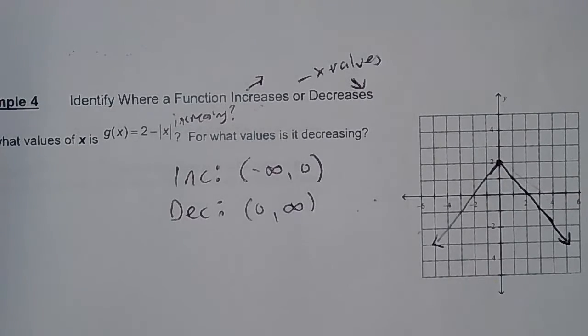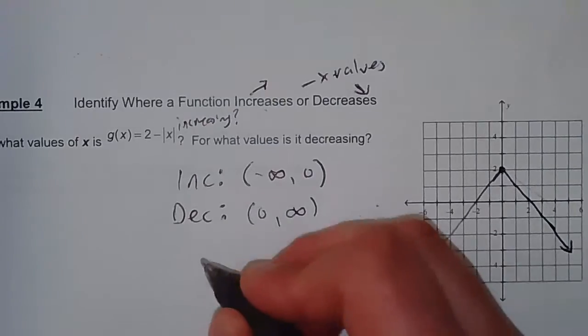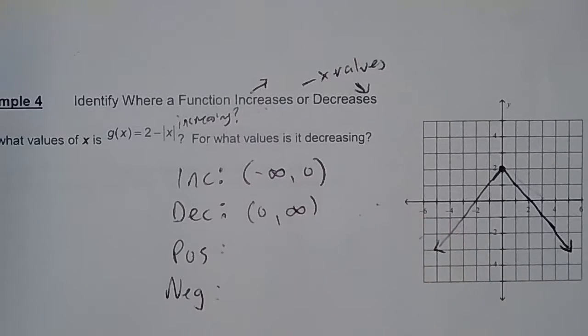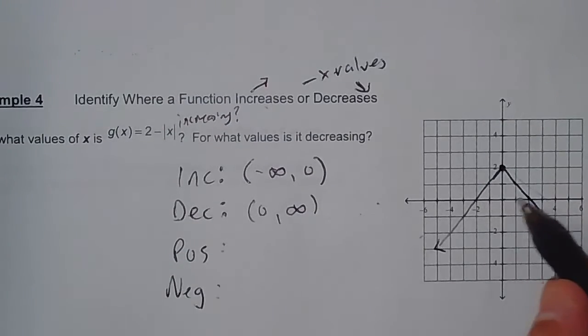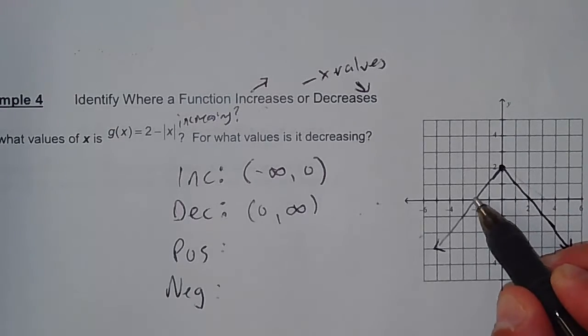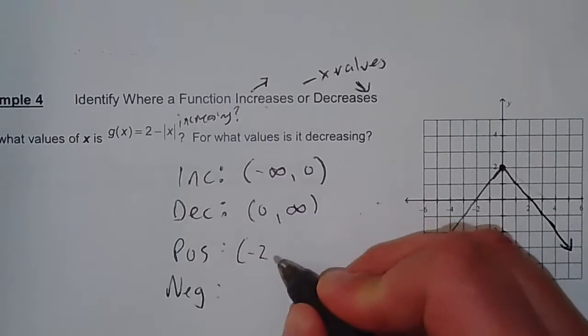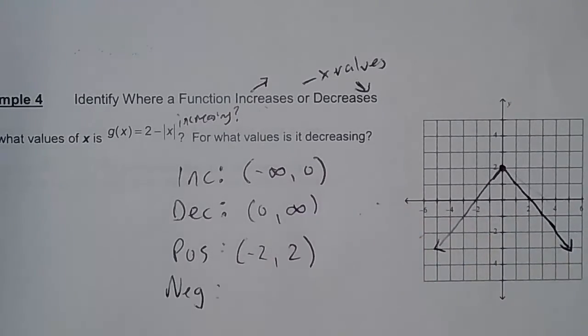This question doesn't ask it, but let's just pretend it did. What if this also asked for positive and negative? What would that look like on this graph? If we wanted to also do positive and negative intervals, because we can do them on the same graph, they're separate from each other. This graph is positive just in this little triangle part that's above. So in this case, from negative 2 to positive 2, this graph is positive. Only one segment, just that one little piece is the only time it's positive.